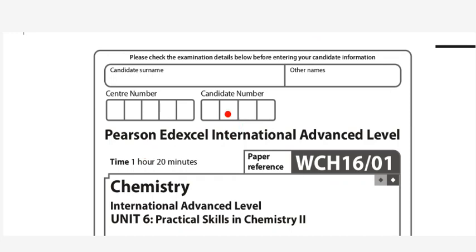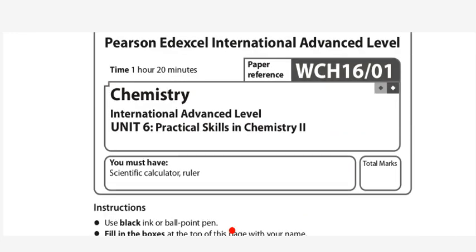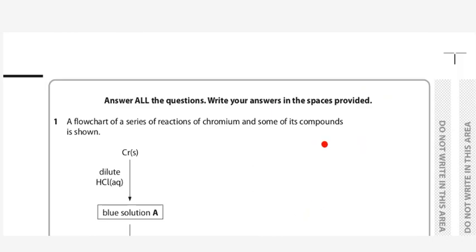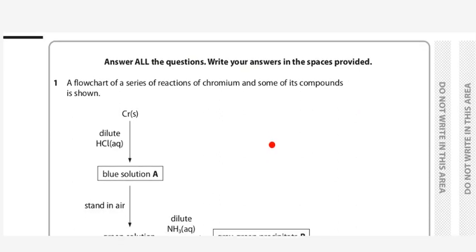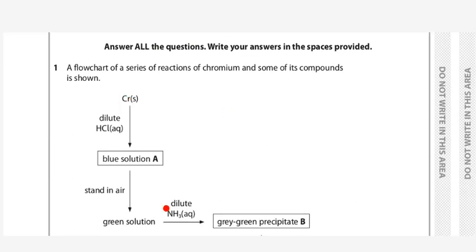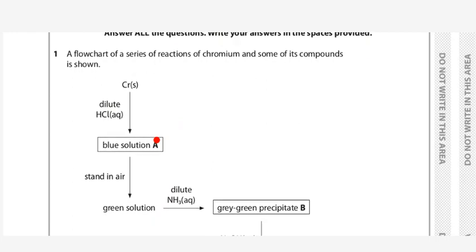Right, let's continue. I hope everyone is back. This is a 2022 Jan, the latest paper. I hope you have tried all the questions. A flow chart of series of reactions of chromium and some of its compounds is shown. You add dilute HCl, you get a blue solution.